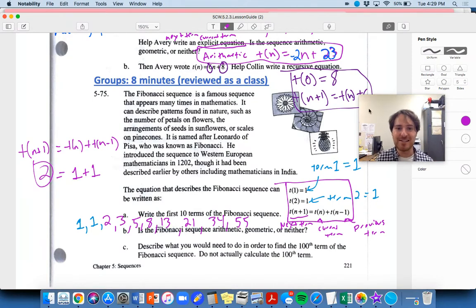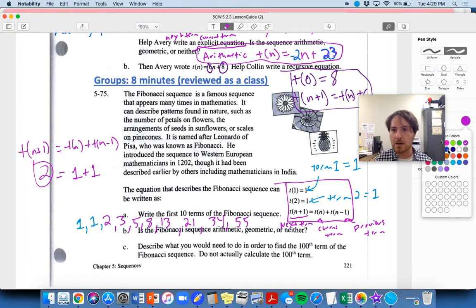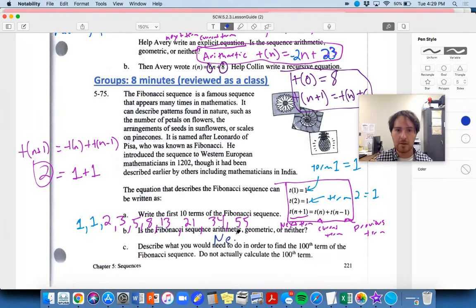Is the Fibonacci sequence arithmetic, geometric, or neither? It is neither, because it relies on previous terms to generate the next term. It's a purely recursive sequence. It's a recurring pattern that relies upon previous terms to establish what the next terms are. That's why writing equations this way is important: to express how we can show the Fibonacci sequence mathematically, rather than just listing the numbers.